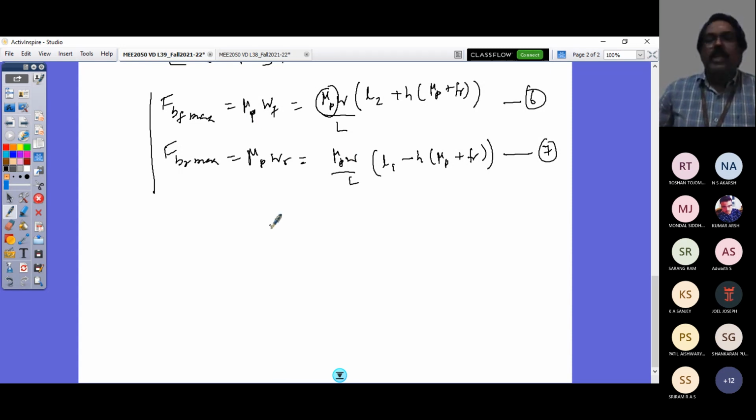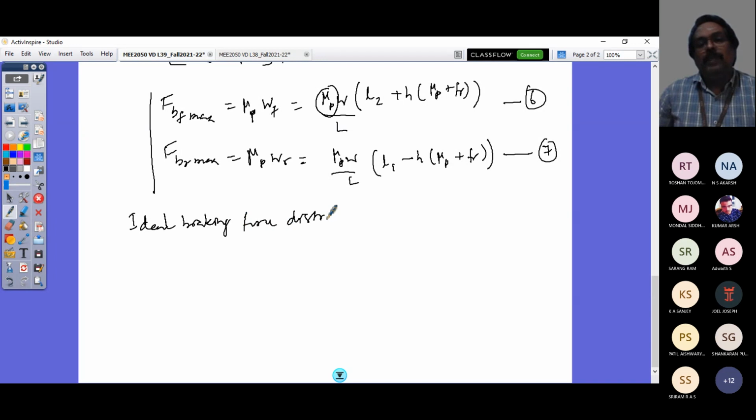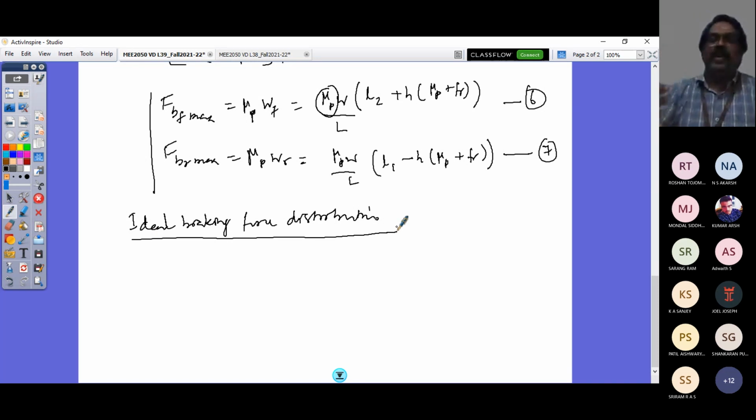So here is what you have to have to define ideal braking force distribution. Ideal braking force distribution is the total brake force that comes from the brake system: how much is to be provided on the front axle, how much on the rear axle. That is the braking force distribution that we are talking about.